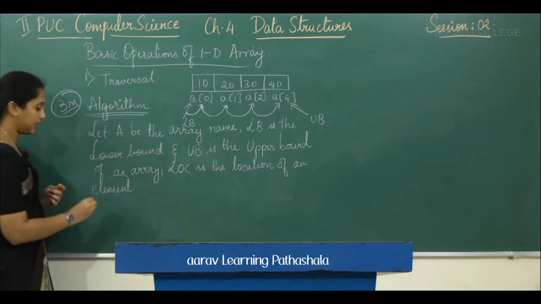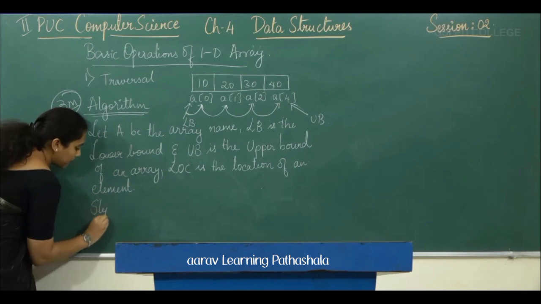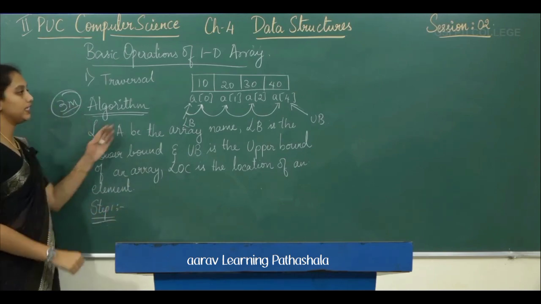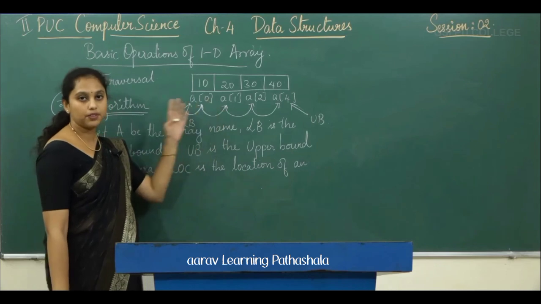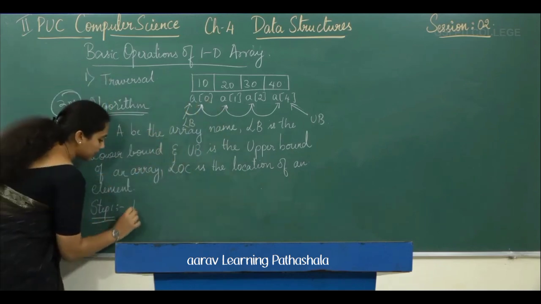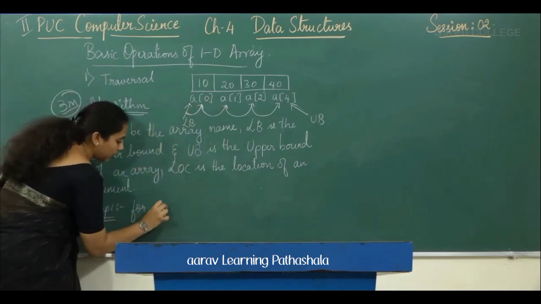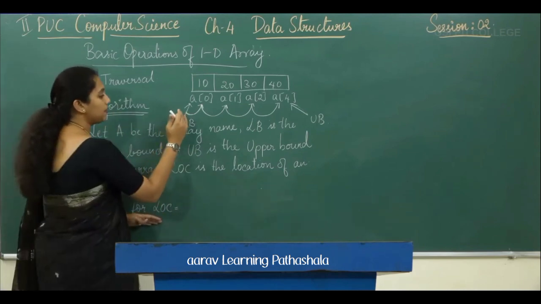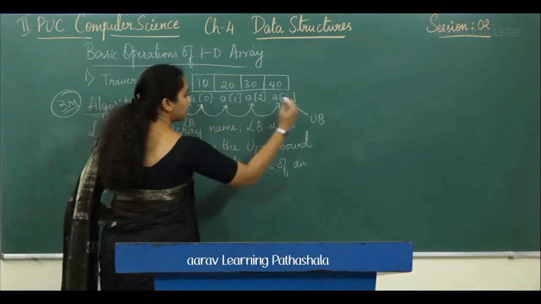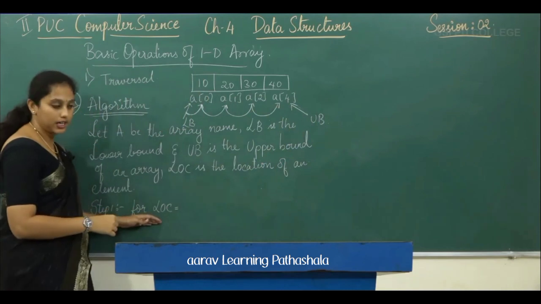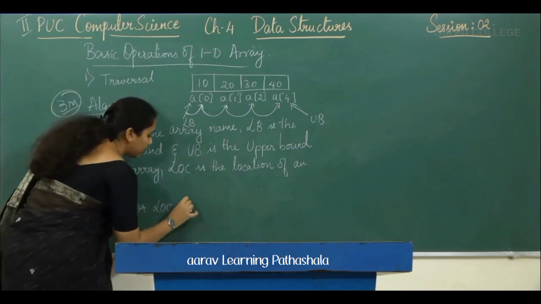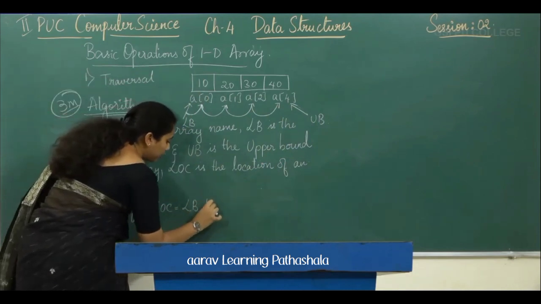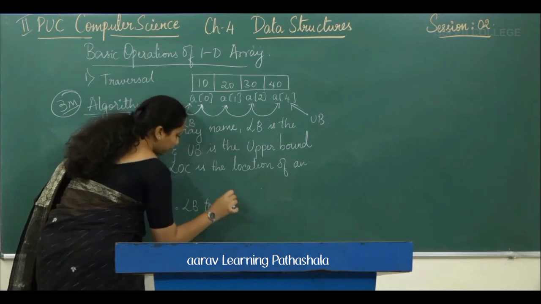What is the first step? The first step is to visit each element of an array. We use a for loop, that is for location is equal to, starting from the lower bound to the upper bound of an array. Hence location is equal to lower bound to upper bound.